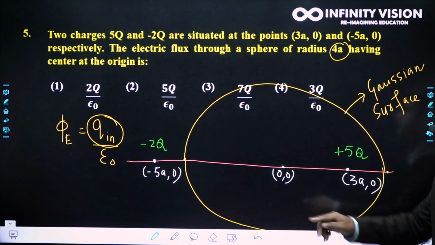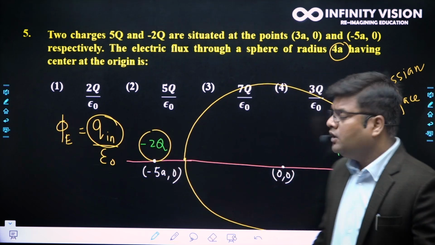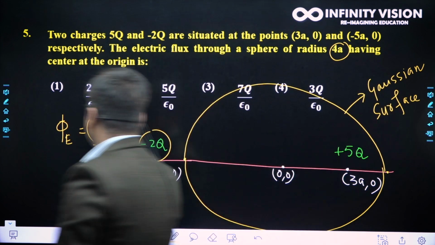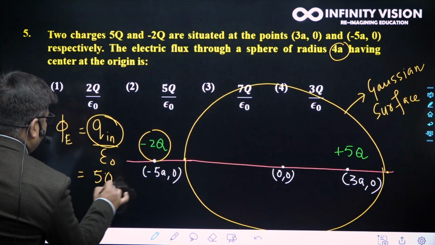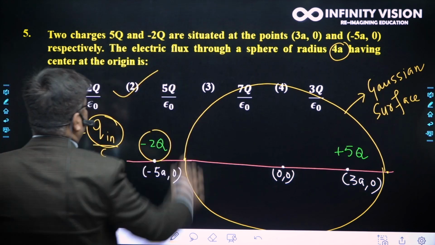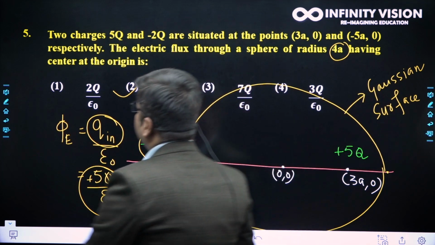This minus 2q charge is outside the sphere. So the charge which is outside this sphere has to be excluded. The only charge that we have to keep in this problem is 5q. So the resulting flux will be simply plus 5q by epsilon naught. So the correct answer is 5q by epsilon naught, option number 2. Very basic question on Gauss law.